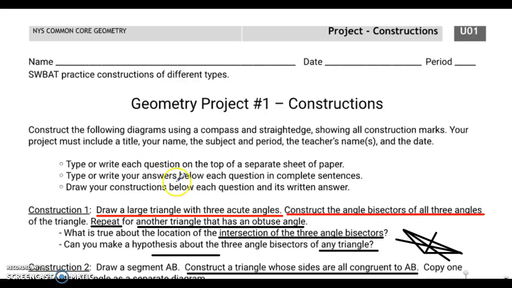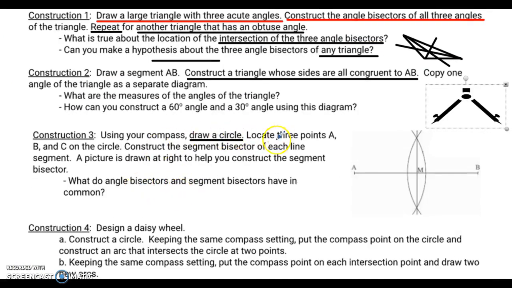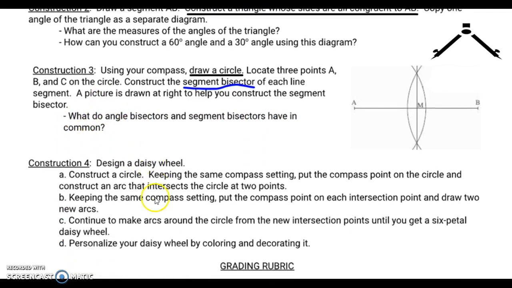So after all that is done, if you take a look at the rest of it, it asks you just to construct the segment bisectors. In other words, just to construct those midpoints. It asks you what do angle bisectors and segment bisectors have in common. I'm sure that that's a question that you can answer yourself.